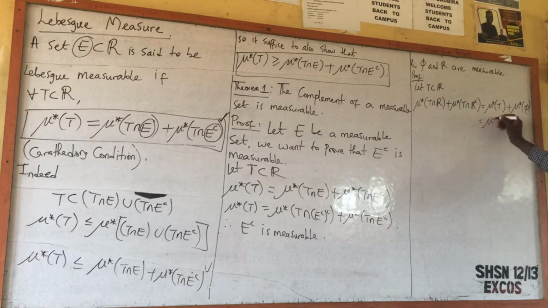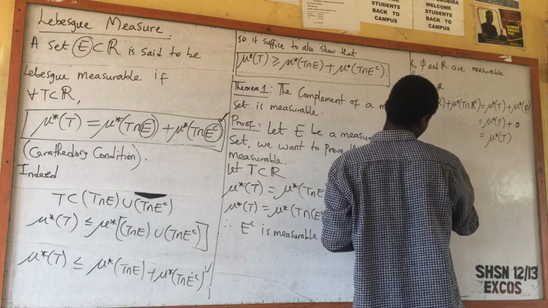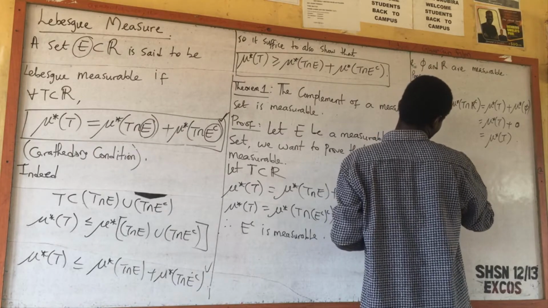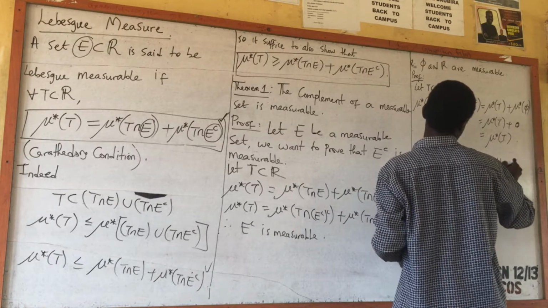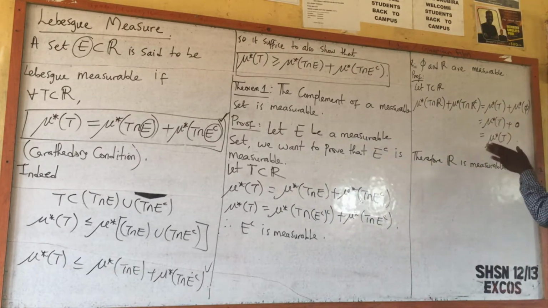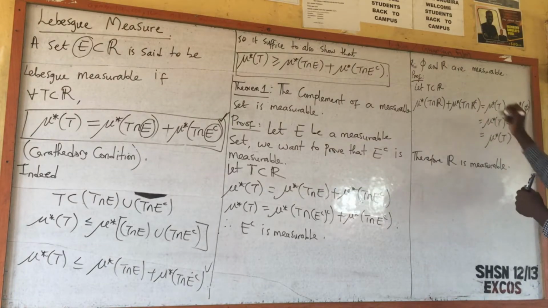So I have the outer measure of T plus the outer measure of the empty set, which is 0. The outer measure of the empty set is 0. So I will be left with the outer measure of T. So that's what I have. Therefore, R is measurable. Why? Because I've shown that the outer measure of T intersection R plus the outer measure of T intersection R complement is exactly equal to the outer measure of T. So that means R is measurable.